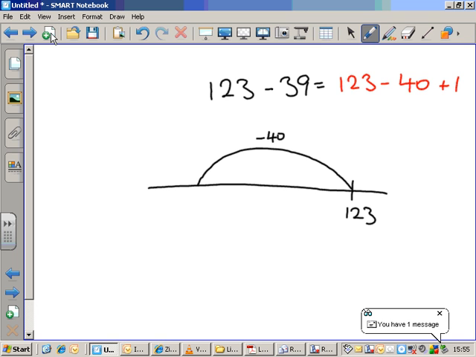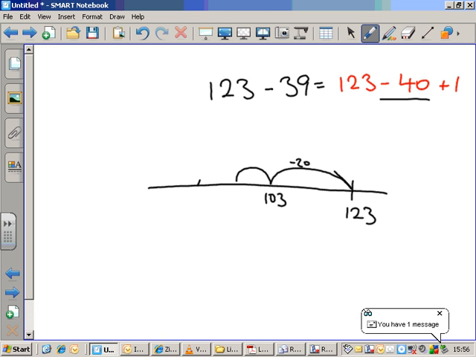You know what I'm going to do here? I'm not quite comfortable going across the hundreds boundary, so I'm going to do 123, take away 20, because I know I can take 20 away from this, because 120 take away 20 is 100, isn't it? So that will give me 103. Now, taking away 20, how much more do I want to take away? If I want to take away 40 altogether, well, I've got to take away 20 more, haven't I? Because 20 and 20 is 40.